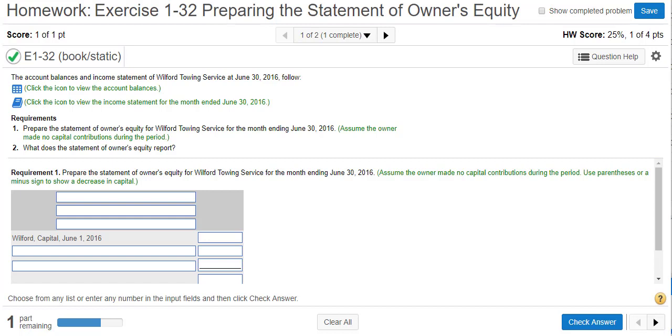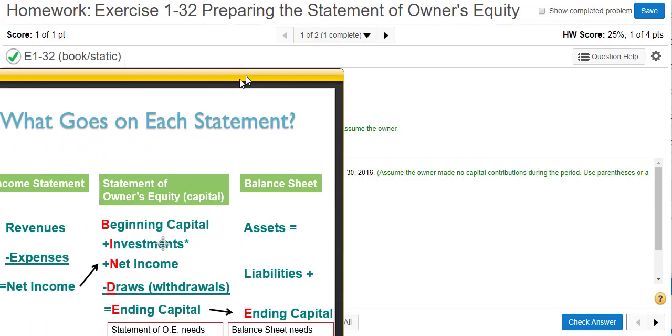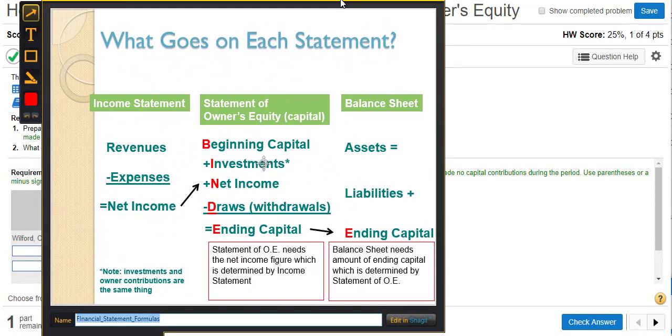Exercise 1-32. We're going to continue working on Wilford Towing Services financial statements, and this time we're going to create the statement of owner's equity, which is the second statement. Here is the formula for the second statement, which is called, of course, the statement of owner's equity. And what it's showing is what's happened to capital. So before we talk about what's happening to capital, let's look at the balance sheet.